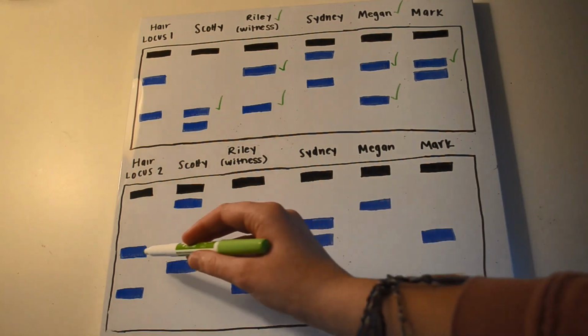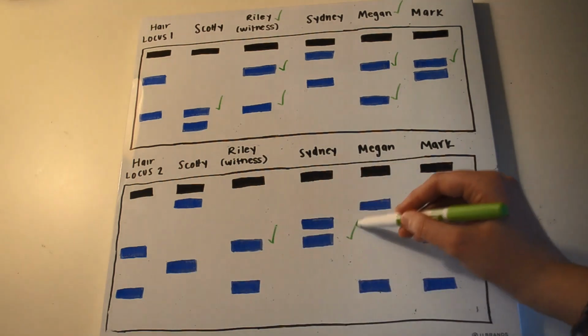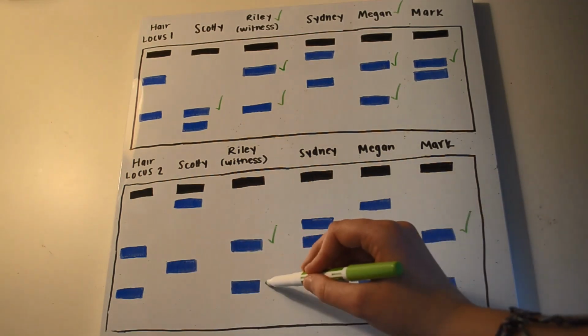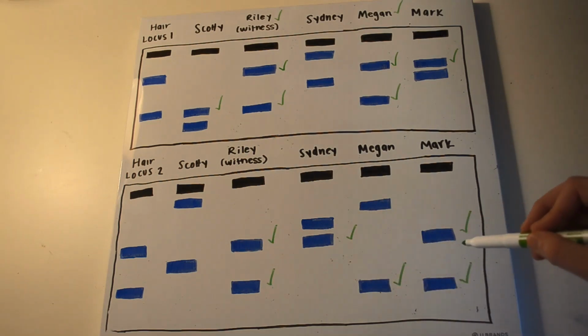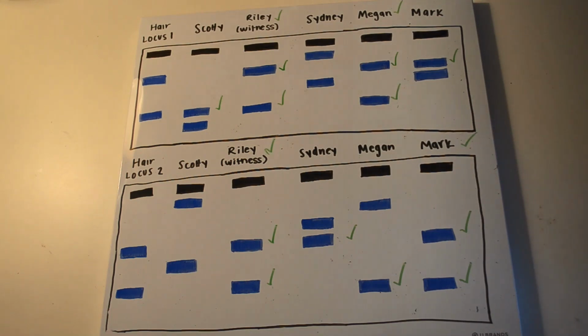At locus 2, following our bands across, we see that we have matches with Riley, Sydney, and Mark. At the second band, we have matches at Riley, Megan, and Mark. Looking at this data, we see that both Riley and Mark match the DNA at hair locus 2. So, from this, we can conclude that Riley is the culprit because he matches the DNA at both loci.